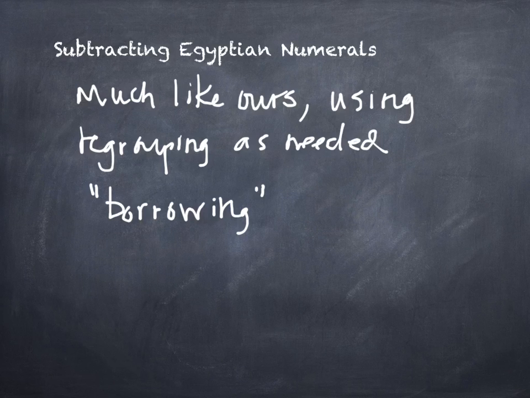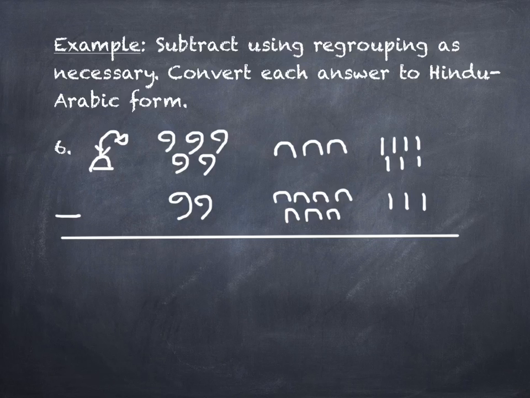Okay, so I'm going to flip the slide so you can write down what it is. So we have a lotus flower, and then we have 5 scrolls, 3 heels, 7 strokes, and then I have 2 scrolls, 7 heels, and 3 strokes. And I'm supposed to subtract. Okay, they're all lined up just like we want them to be, and we subtract just like we do in our system, starting on the right-hand side.